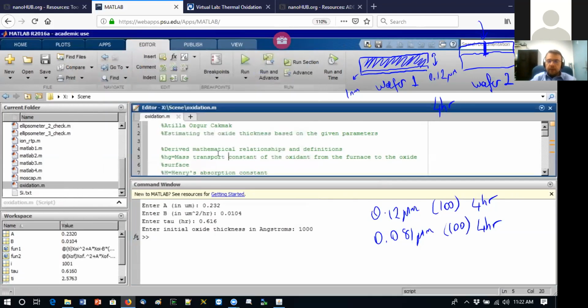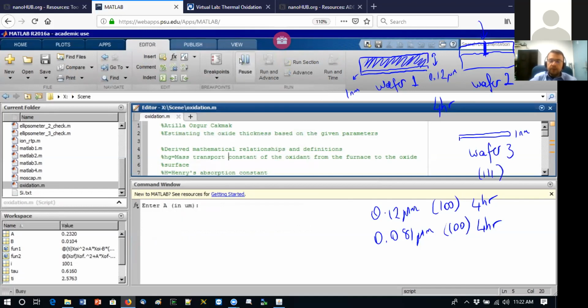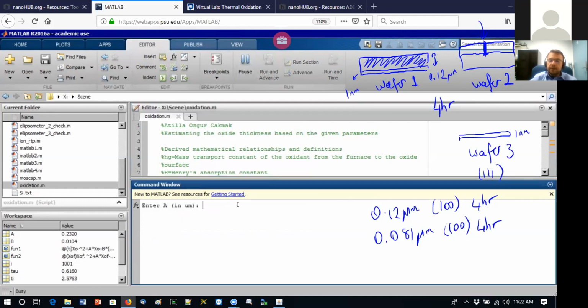Okay, now let's close it again. We will run it for the last time. I will do a third wafer, wafer 3, with another native oxide of 1 nanometer. But this time it's going to be a 111 wafer. So let's run the code. It's going to ask us the A, B, and tau parameters.